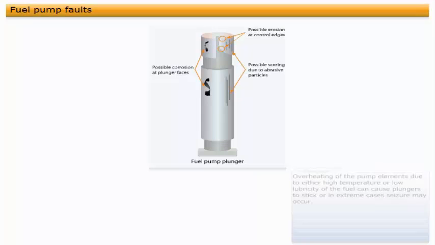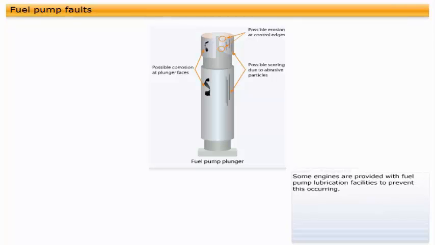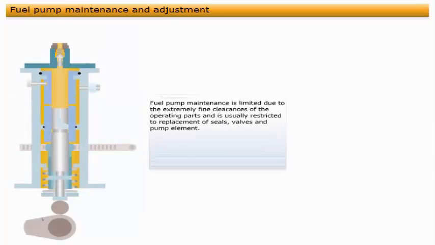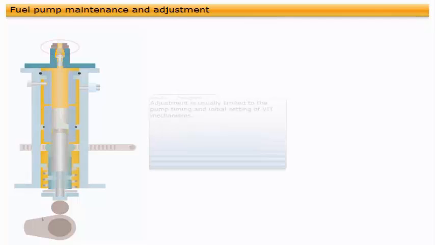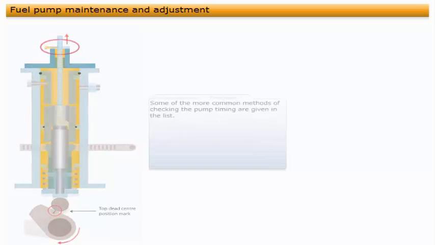Overheating of the pump elements due to either high temperature or low lubricity of the fuel can cause plungers to stick, or, in extreme cases, seizure may occur. Some engines are provided with fuel pump lubrication facilities to prevent this occurring. Fuel pump maintenance is limited due to the extremely fine clearances of the operating parts, and is usually restricted to replacement of seals, valves, and pump element. Adjustment is usually limited to the pump timing and initial setting of VIT mechanisms. Checking of the pump timing and the adjustment methods used vary depending on the actual pump type. Some of the more common methods of checking the pump timing are given in the list.